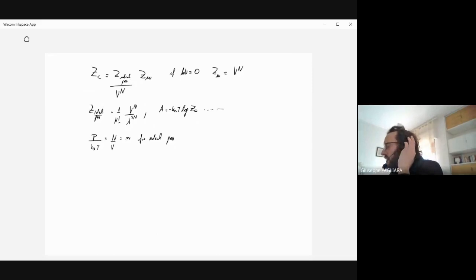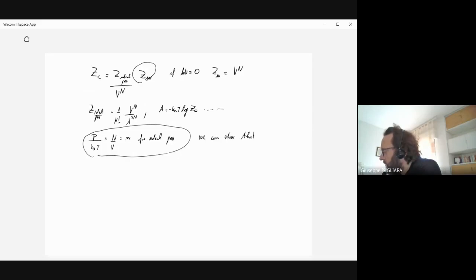And now the fact that we have another term here, which in principle is different from V to the power of N, modifies the previous equation of state as follows. We can show, and we will see this later, that in presence of interaction, the previous equation must be modified as follows.